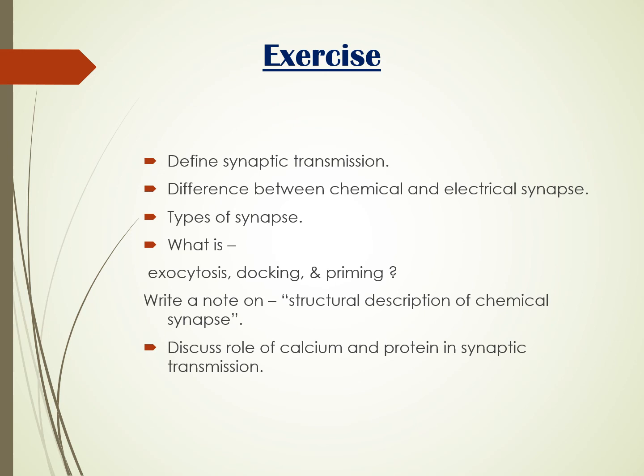From this discussion, you can go with these questions. Define synaptic transmission. Differentiate between chemical and electrical synapse. Types of synapse. What is exocytosis, docking, priming. And you can also write a note on the structural description of chemical synapses. You can also discuss the role of calcium and protein in synaptic transmission.